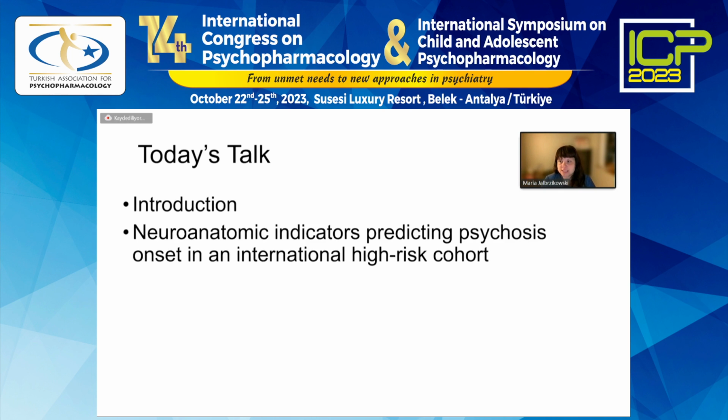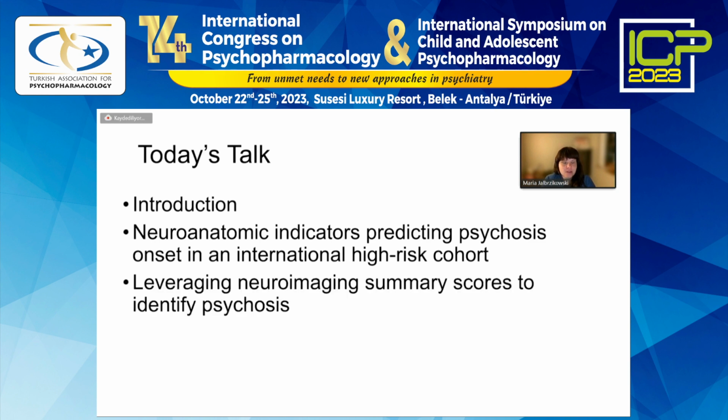I'm then going to present a study that examined how structural MRI measures are associated with psychosis onset in an international cohort of participants at clinical high risk for developing psychosis. Then I'll show some more recent work where we combined multifactorial information from multiple brain regions to create a neuroimaging summary score to detect psychosis. And finally, I'll finish with the study we've been running that tests the feasibility of low field MRI to calculate these measures.